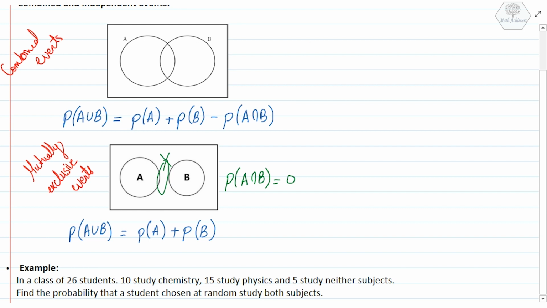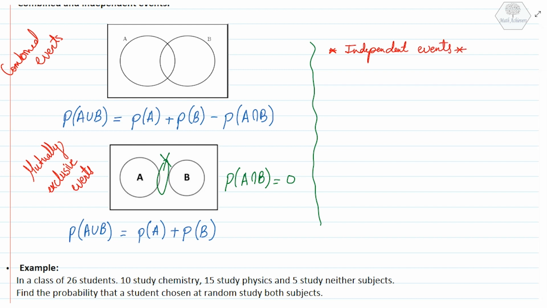Now, the last thing we'll talk about is independent events. All we have to know about independent events is that to prove that any two events are independent, we have to show that the probability of A intersection B is simply equal to the probability of A times the probability of B. And by this, I can prove that any two events are independent.